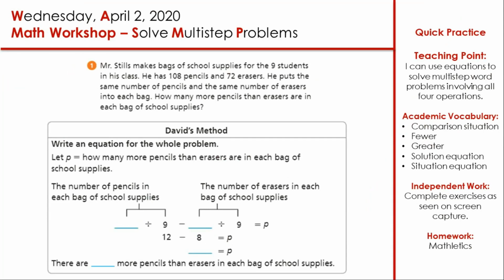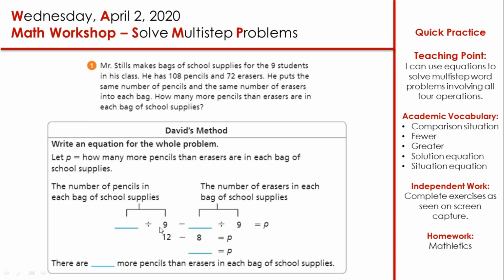So let's try Davis' method this time, all right? So in this case, he said that P, an unknown quantity, is the amount of more pencils than erasers that are in every bag. So he did it this way. He jumped right away to a more straightforward method, like he wired everything in his mind and then he came up with this one. Not as detailed as the previous one.